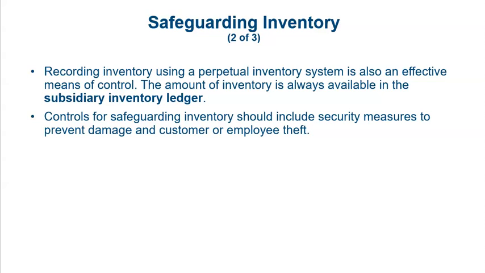All right, so controls for safeguarding inventory should also include security measures. So you can either have cameras or you can have those tags, and if they're not taken off, then they will make an alarm go off when somebody walks through the door with them. You can use locks, like for example on high dollar electronics, they'll be on a rack, but somebody has to come and unlock it when the customer wants one. So all of these are safeguards for inventory to help prevent customer and employee theft.